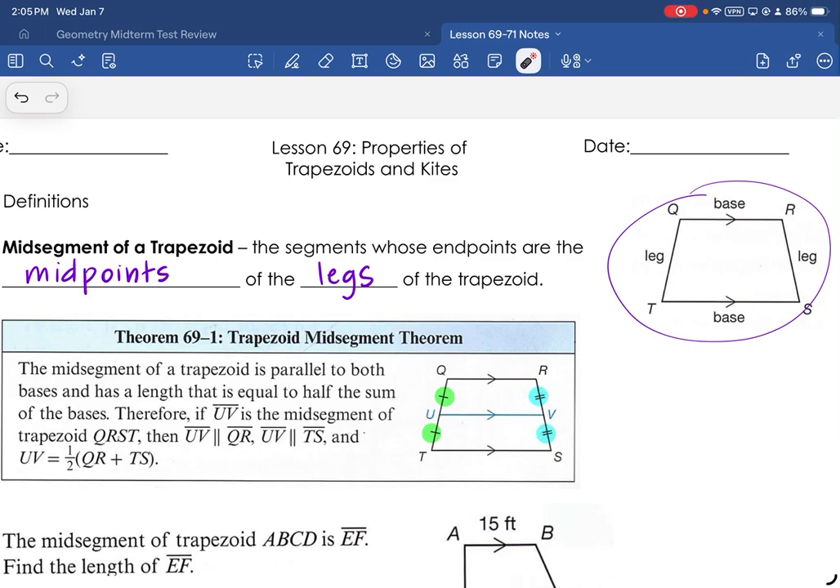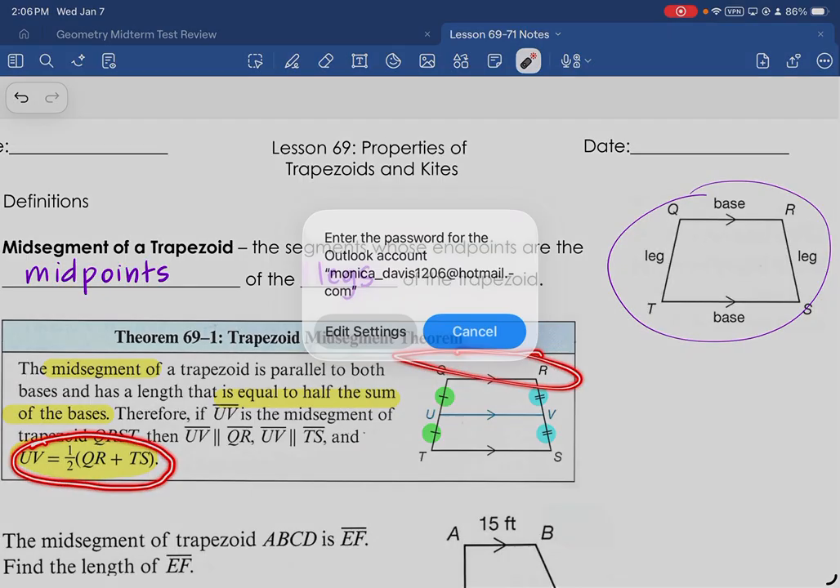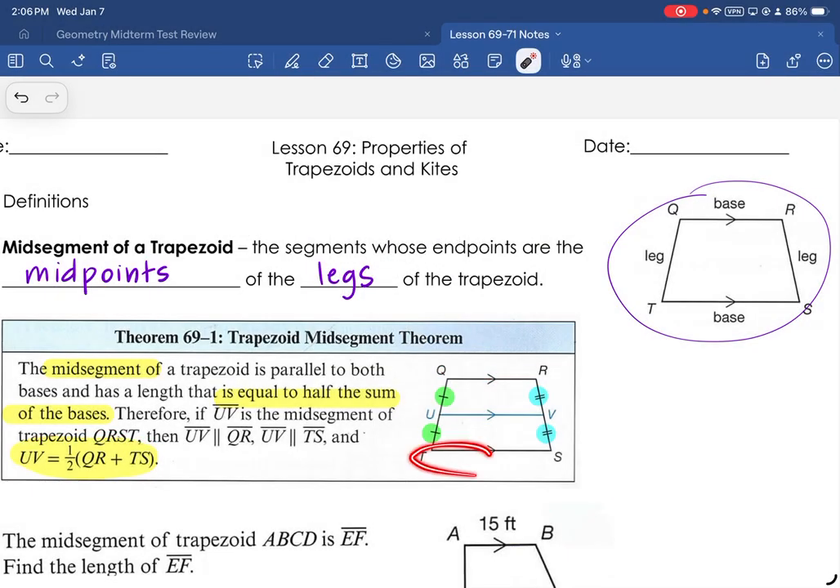So what we can surmise from that is, I'll highlight it over here, that the mid-segment is equal to half the sum of the bases. So this formula right here, you see where it says UV is equal to half of QR plus TS. That's the formula when finding the mid-segment of a trapezoid.